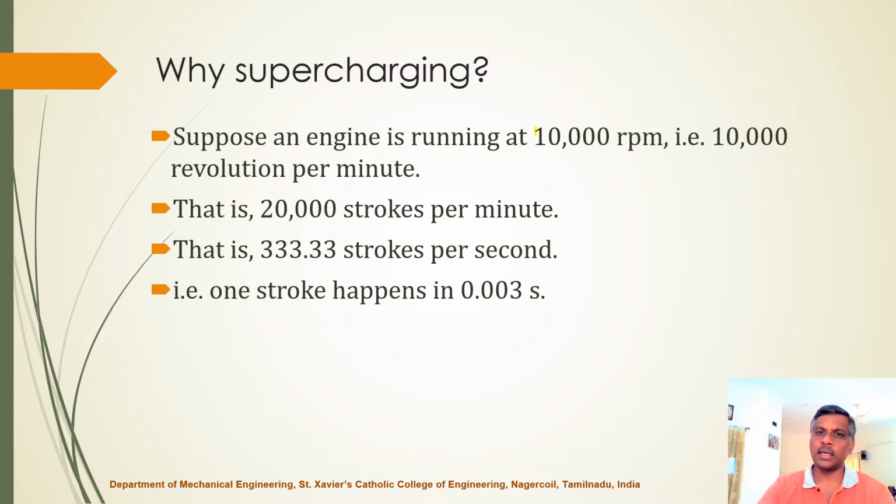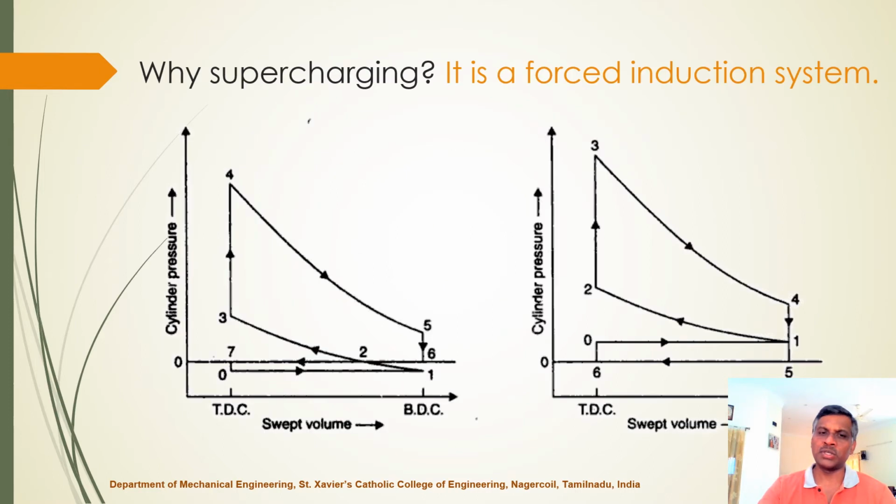And when you accelerate, it goes to 20,000 RPM also. Then you can understand how much time is allowed for every stroke. It is very small. So normal engine takes in air by natural circulations.